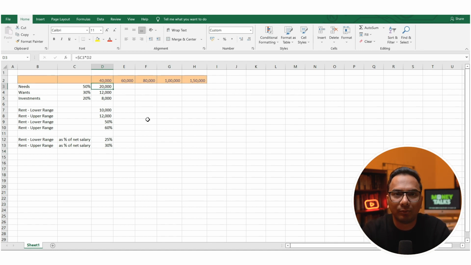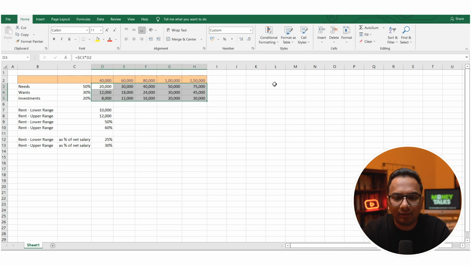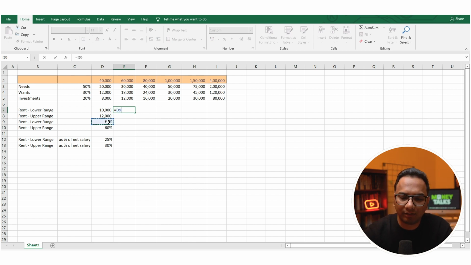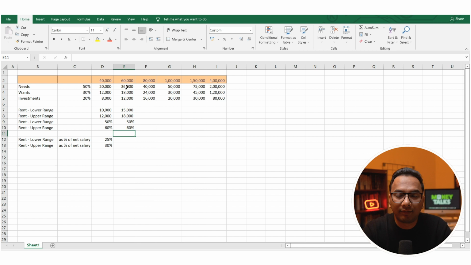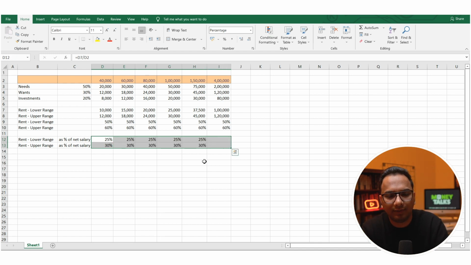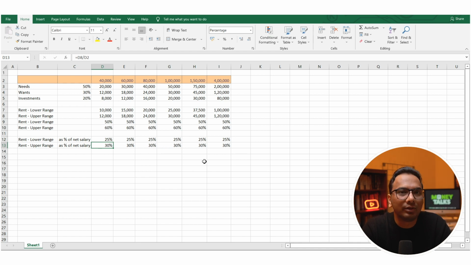Let's extend the same logic to other columns with higher salaries. And let's add 4 lakh as well here so that you can see the difference. Now, as our previous number on 40,000 income, the rent was 50% on the lower side. So let's use the same number right now and we'll take 50% of the needs bucket and similarly 60% of the needs bucket for the upper range. And because we have already calculated this at 50 and 60%, this will obviously be 50% of the needs bucket and 60% of the needs bucket. Extending the same logic to find the rent for other columns as well here. Now, because we have used the same ratio of 50 to 60%, the ratio at the overall salary level will also be same. Extending the same logic here as well, we see that at an overall level as well, the rent is 25 to 30% of the net salary.